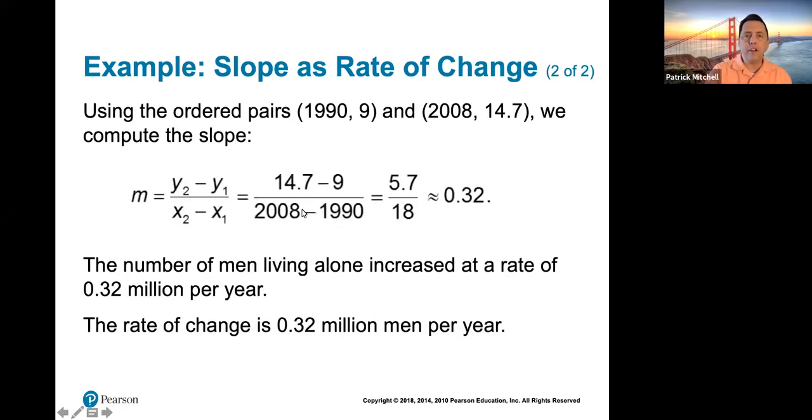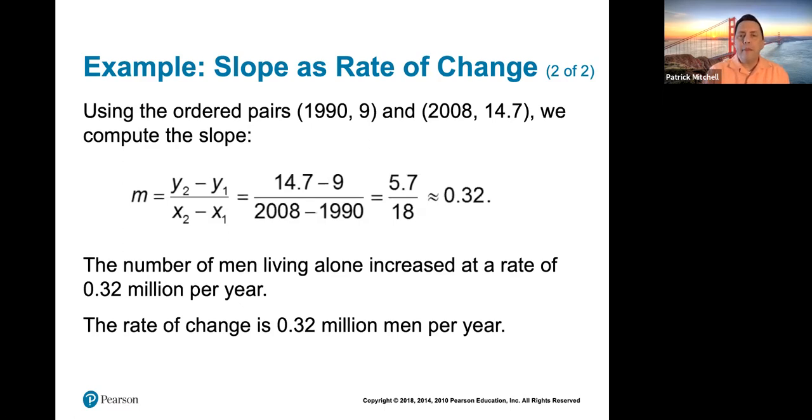And of course, we're going to do that with the slope formula. Remember, that's the change in y over the change in x. And I always recommend label one of these x1, y1, label the other one x2, y2. That's going to give you 14.7 minus 9 divided by 2008 minus 1990, which is 5.7 divided by 18. And to 2 decimal places, that comes out to 0.32.